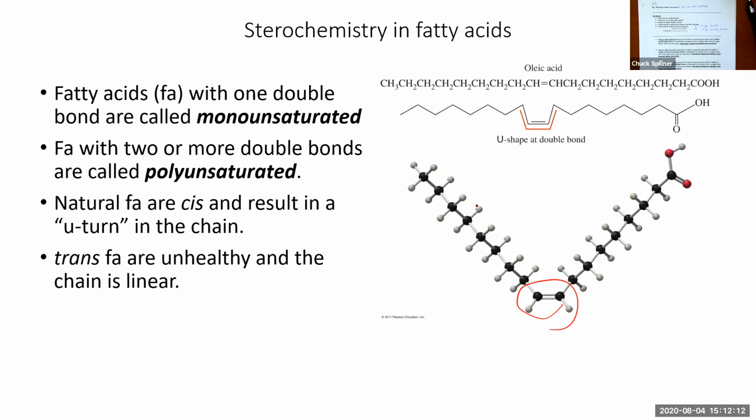So just a little thing, cis and trans compounds are very common in nature and are important. So we have some health effects. The cis fatty acid is a healthy fatty acid. The trans fatty acid is an unhealthy fatty acid. You've probably heard about avoiding trans fats. That's what it is.